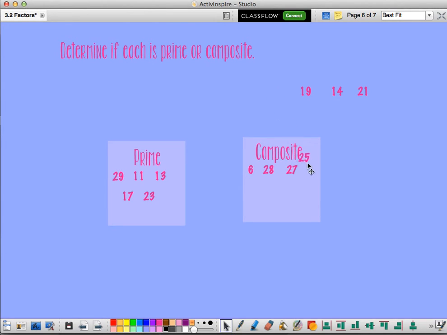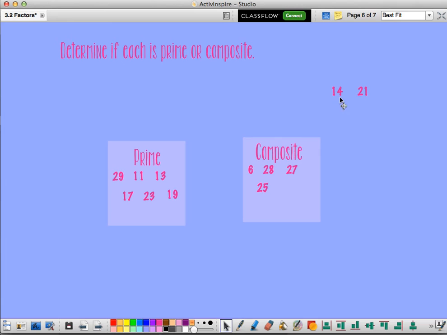25, we know it ends in a 5, so it's divisible by 5, so it's composite. 19, so I know that 2 doesn't work, 3 doesn't work, 4, 5, 6, 7, 8, 9, and 10 don't work, and 10 times 2 is 20, so now we're too big, and so now I know that 19 has to be prime.